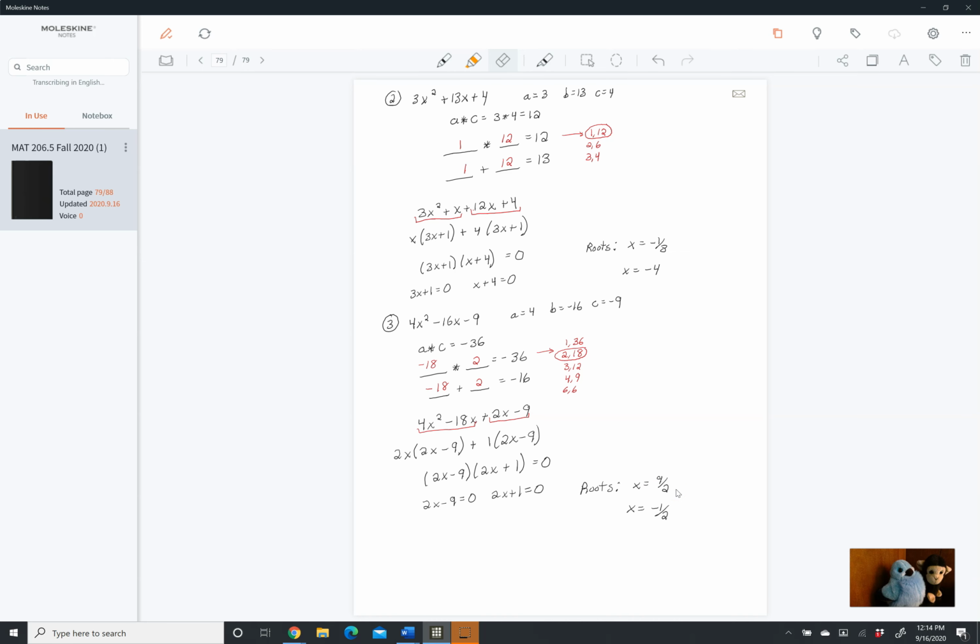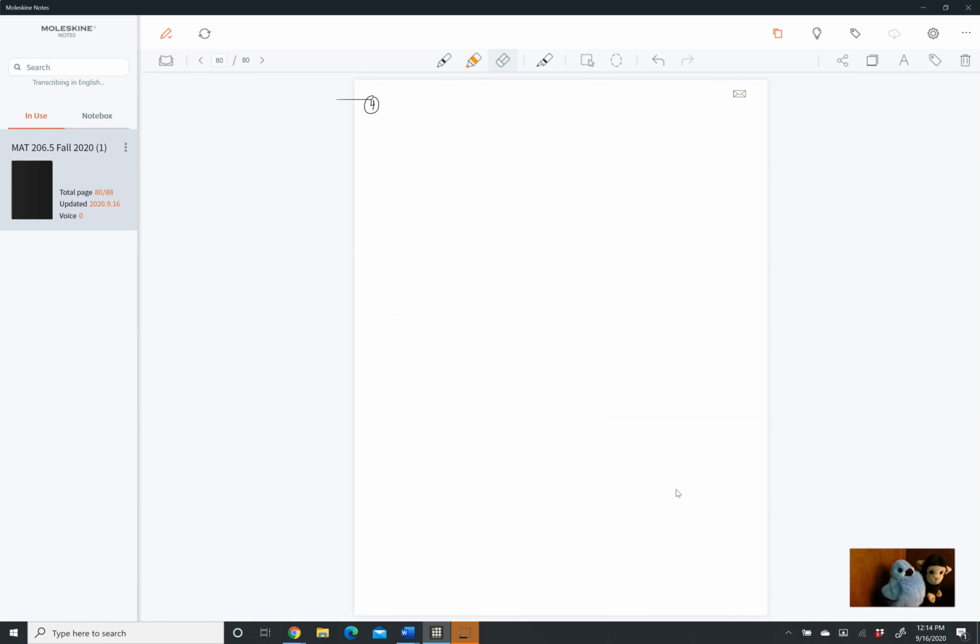Okay, let's do another one. Two more. You should be starting to try this on your own. So, next one, 4x squared plus 17x minus 42. Sorry, some things just appeared. Okay, so identify your A, B, and C. A is 4, B is 17, C is negative 42.